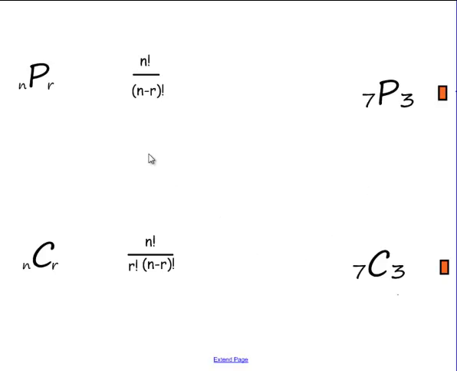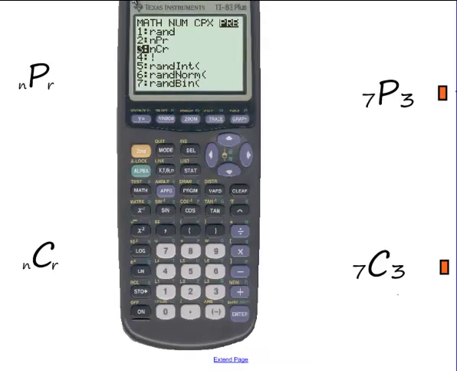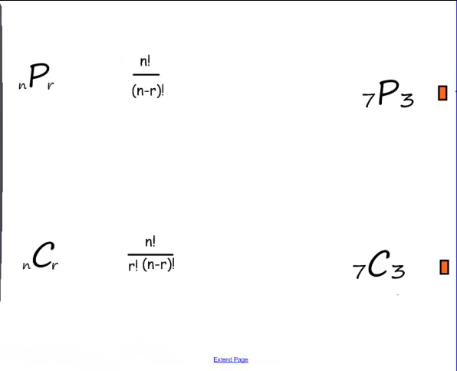All right, to do a little review, nPr and nCr stand for permutation and combination. Mathematically, the formulas are as follows. You probably learned these in 8th grade, but the beauty is now on your calculator. If you go into math and then over to probability, you have nPr and nCr on your calculator. But let's just do it the long way.